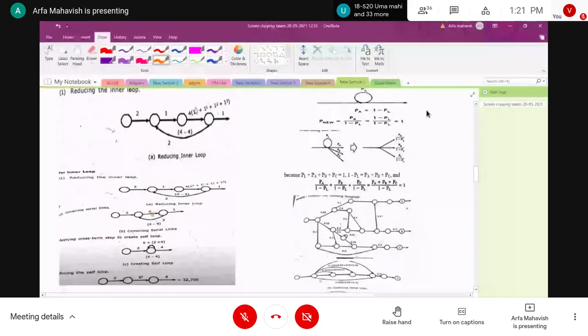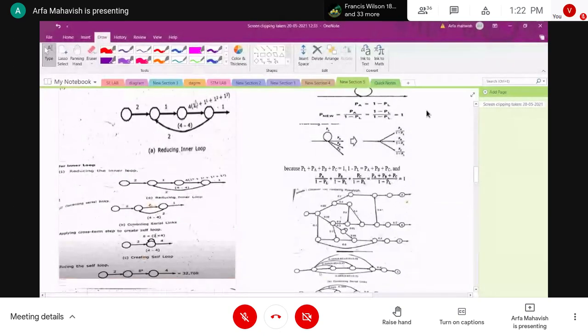Okay, next, applying the cross-term steps to create the self loop. Previously, whatever self loop was there, we are removing that, and this link we are providing to the self loop, and that is 8, which is 2 into 4. This 2 and this 4, 2 into 4 is 8. You are getting the 8 over here, so then creating the self loop. Next, we are removing the self loop over there. While removing this self loop, the point we are getting is 32768.